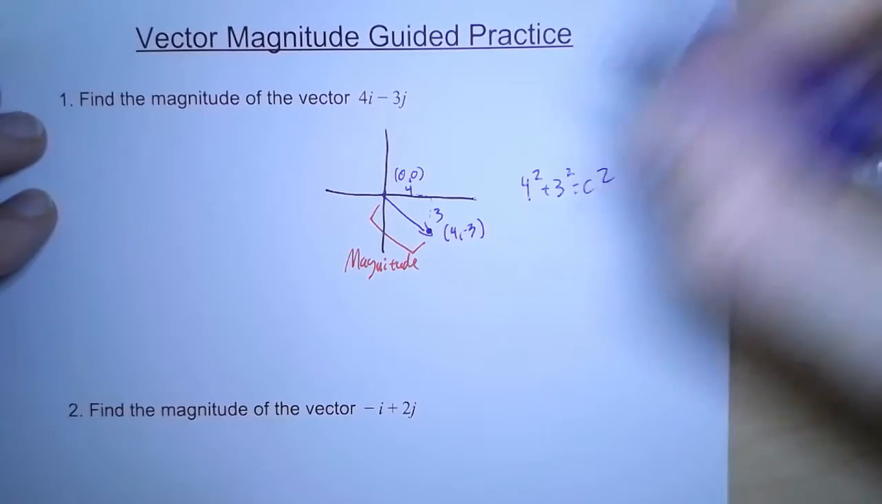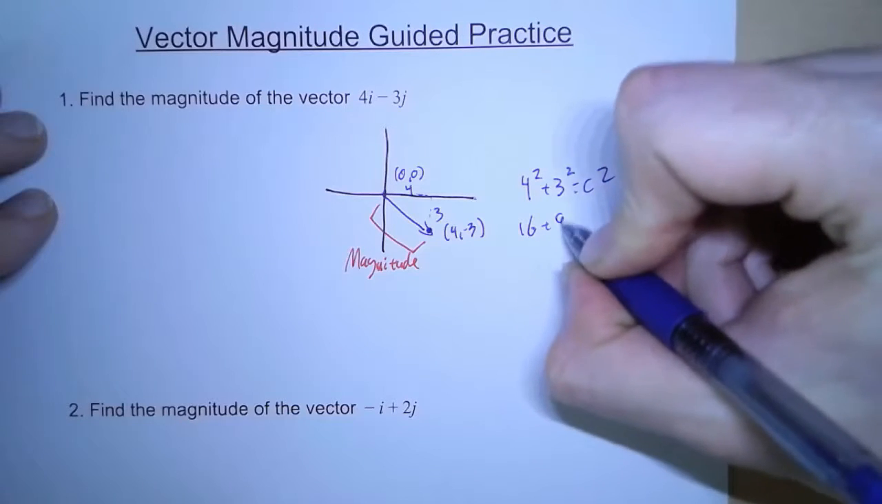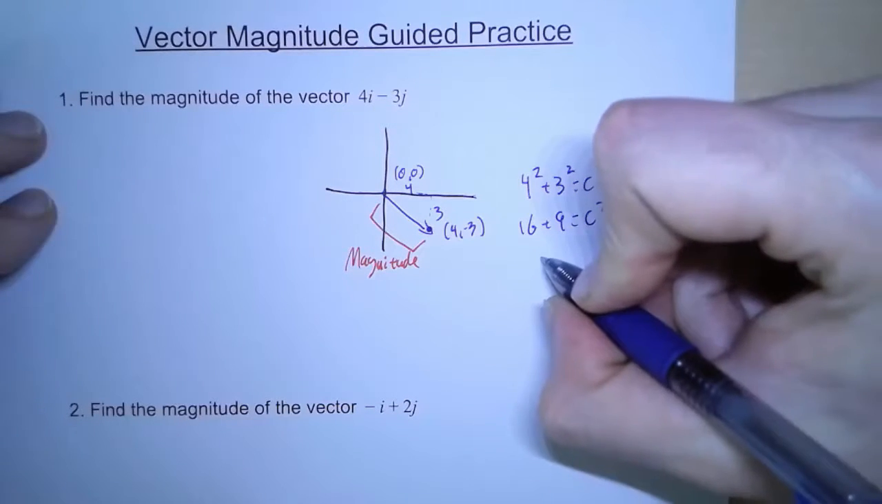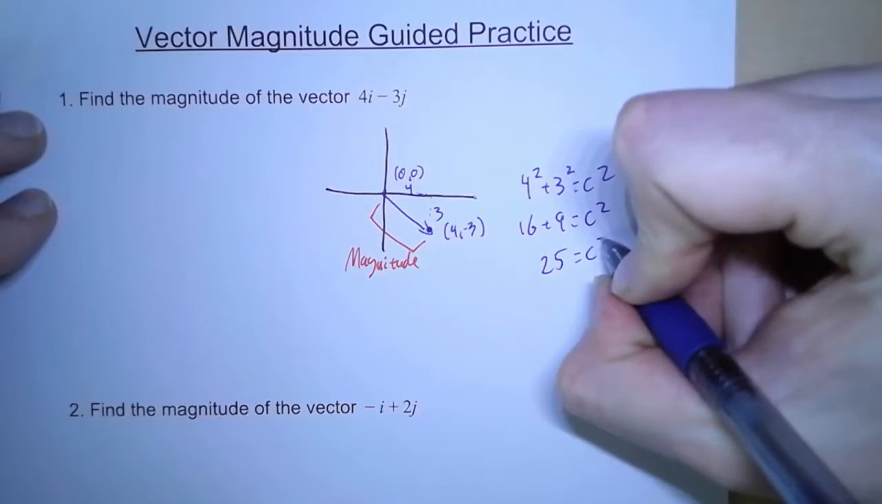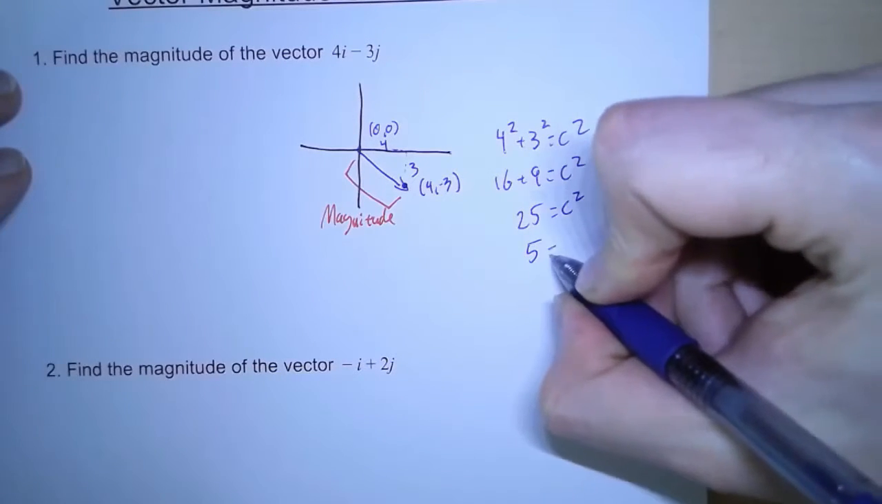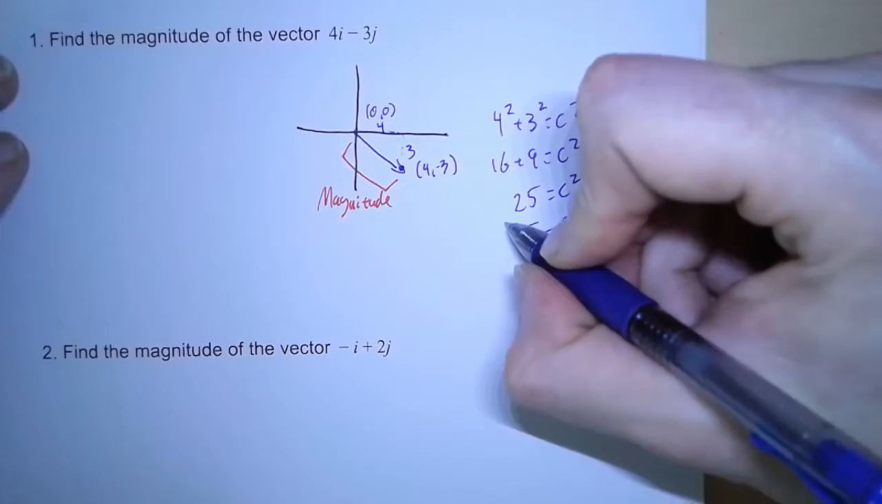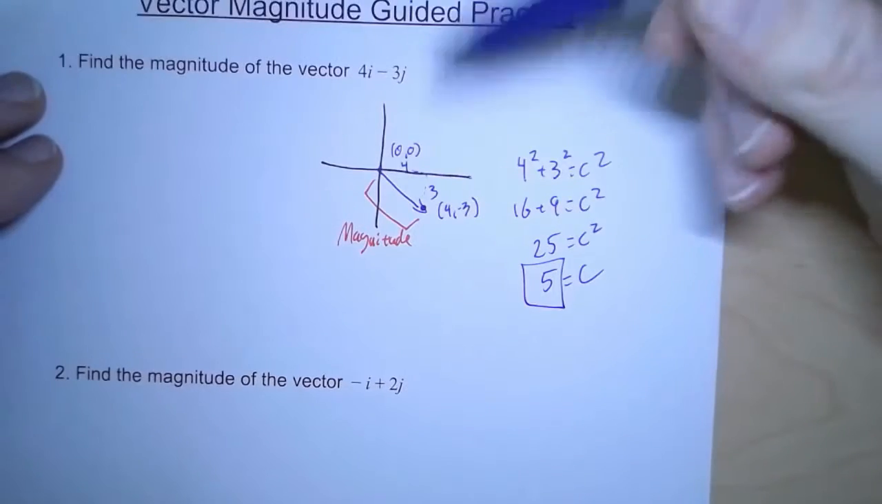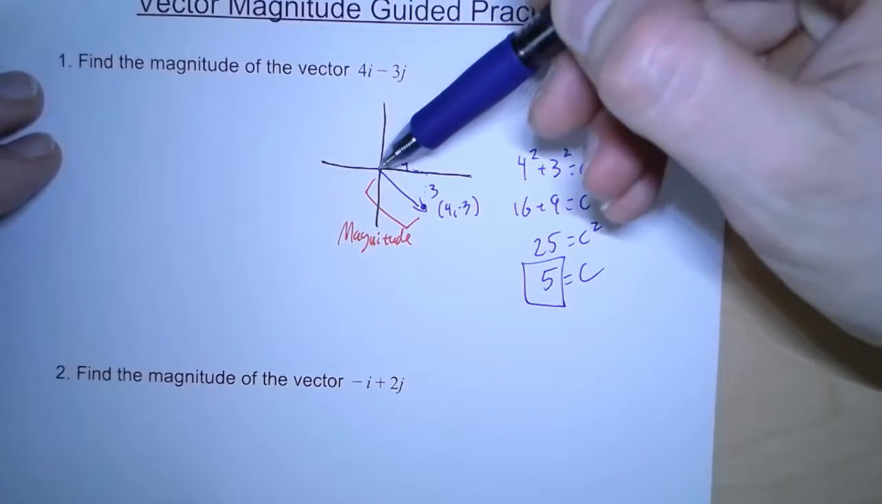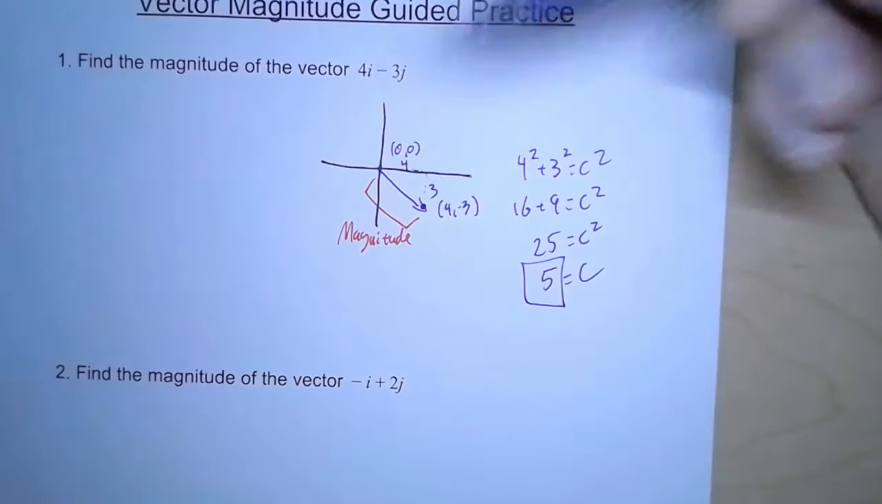So we get 16 plus 9 equals c squared. So we get 25 for c squared, which means 5 equals c. So this is our magnitude. That is the length of the vector from where we started to where we finished. And that's how we compute it.